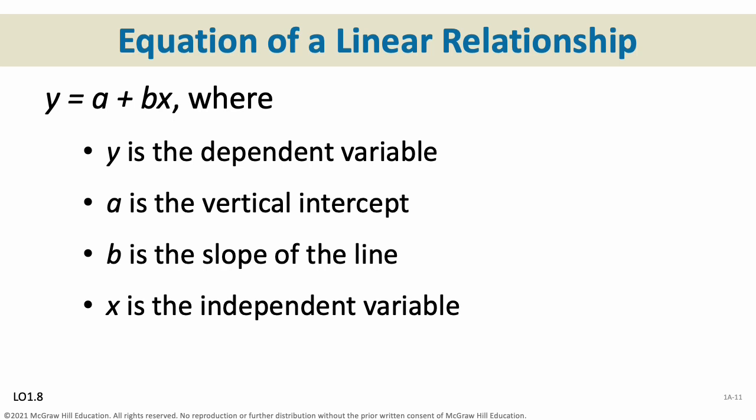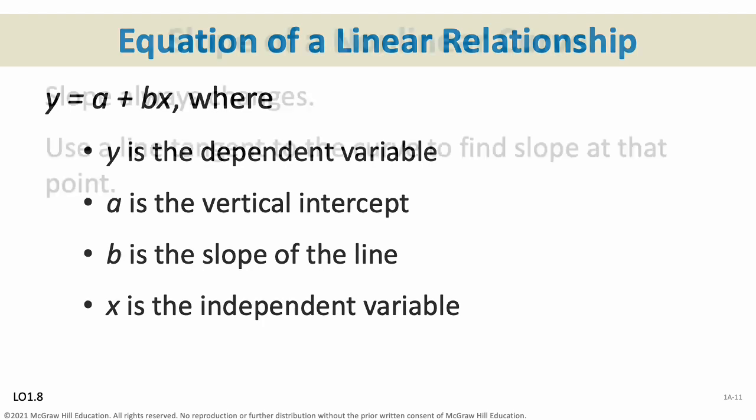If you want to ever look at a line, the equation is y equals a plus bx. Y is the dependent variable, or what you're trying to predict. A is the vertical intercept, or where your line crosses the y-axis. B is the line's slope, which we just looked at. And finally, x is whatever is your independent variable.